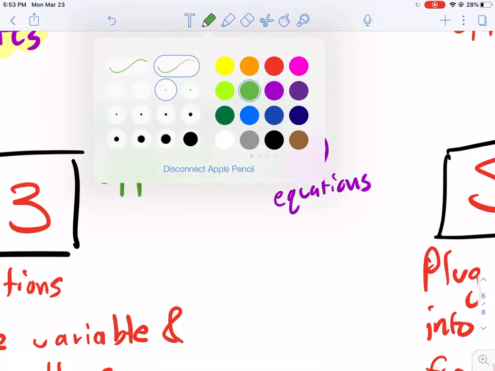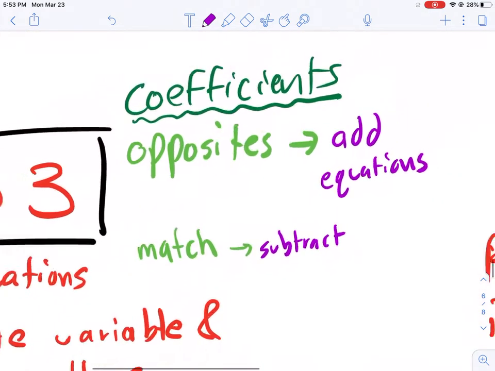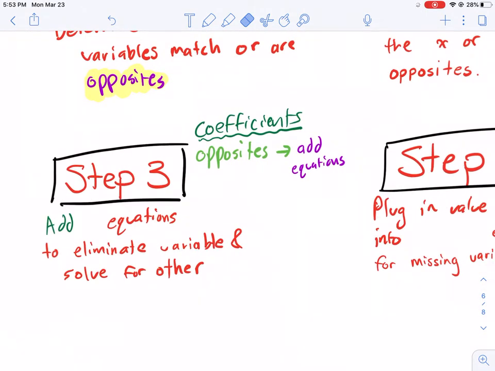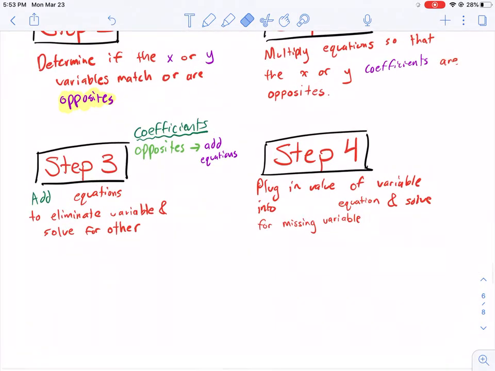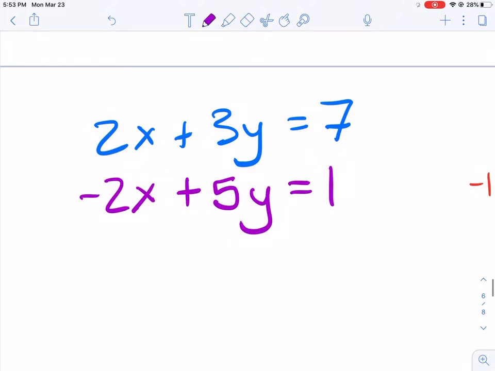Okay, now for some of you that like to use the match method, and I'm not going to explain it in this video because I don't want to confuse anybody, but you are going to subtract. Okay, but I like to make it so it's opposites. I think it's much easier for everyone to manipulate the equations, make them opposites, and then always add. Fewer mistakes are made. Okay, so we recognize that these are opposites, so we are going to add these equations.